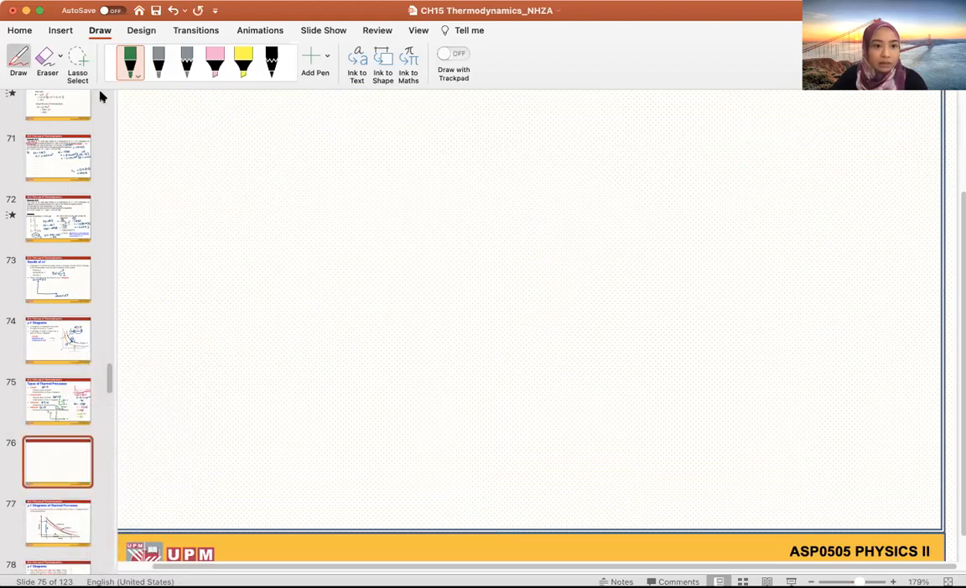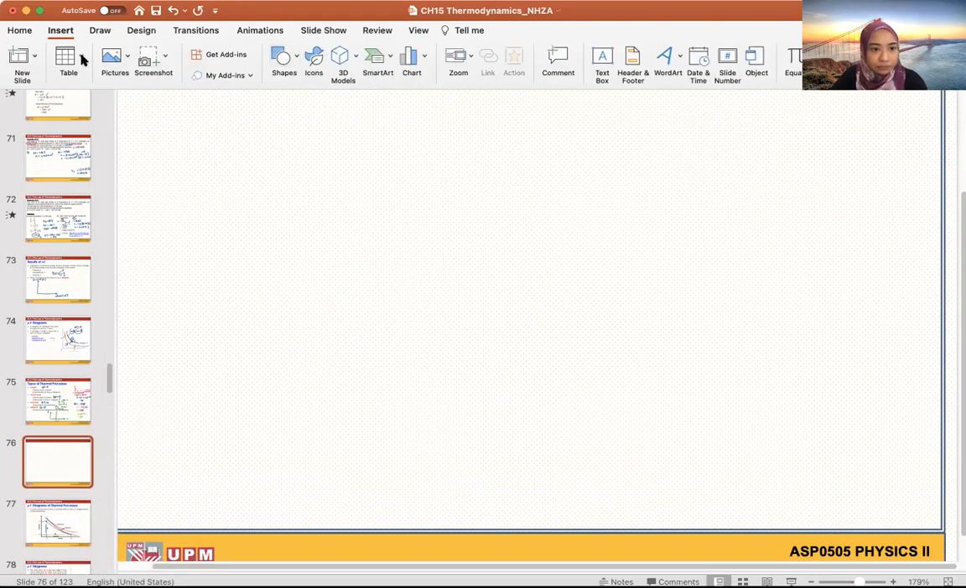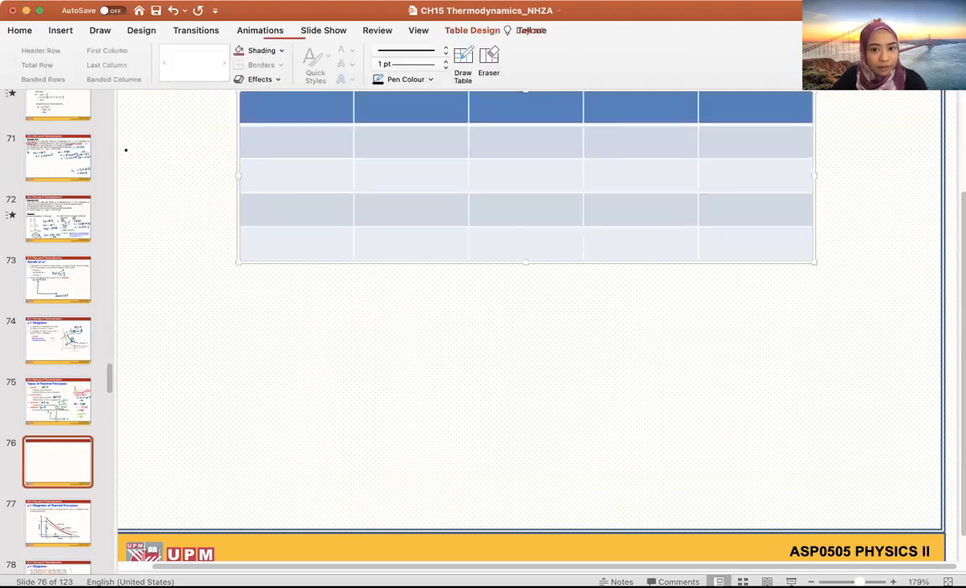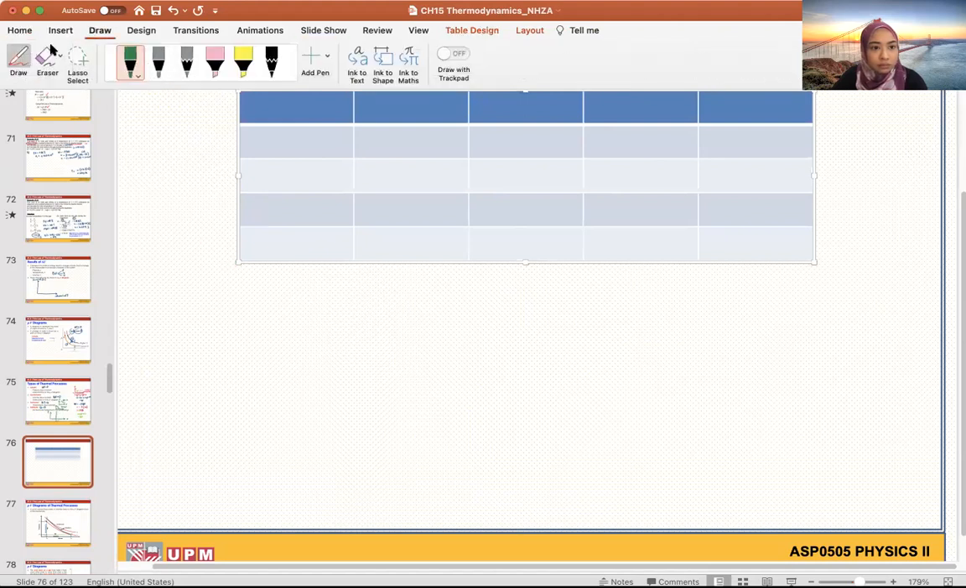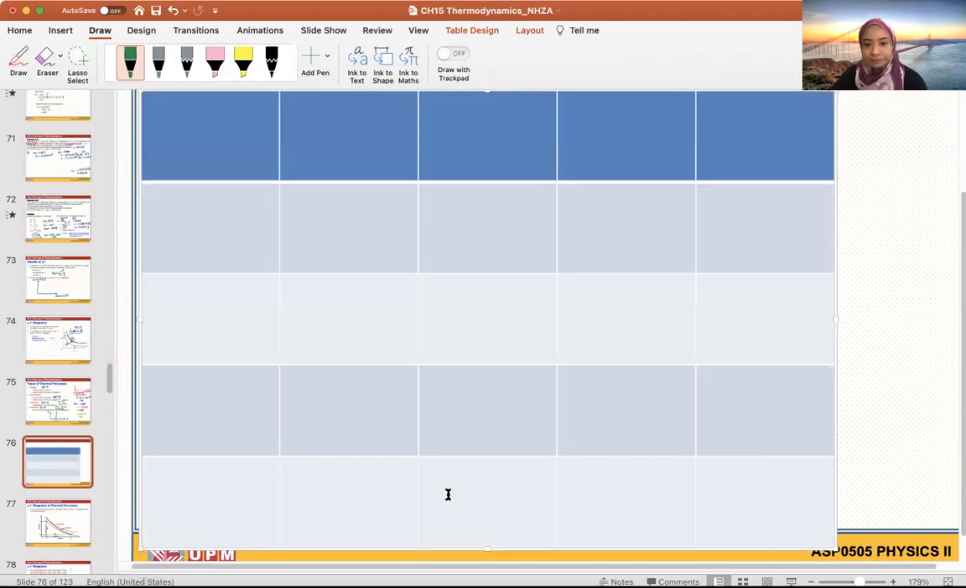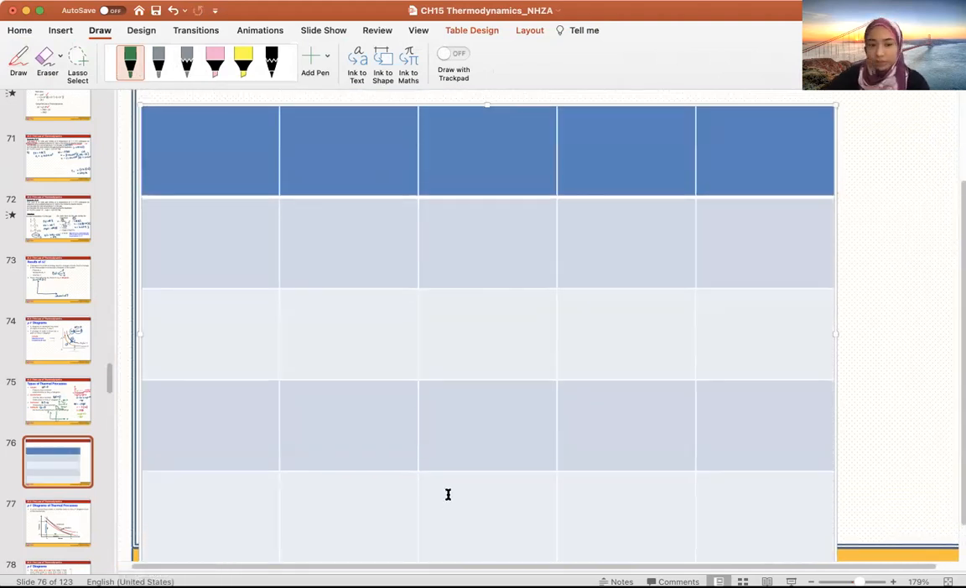New slide. Insert table. So we have the isobaric. Let's write that. Isobaric we have, which is delta P equals to 0.